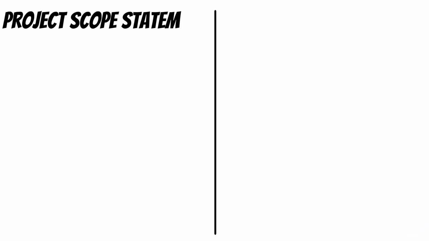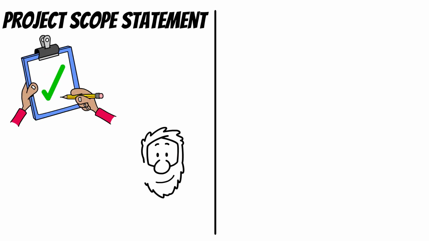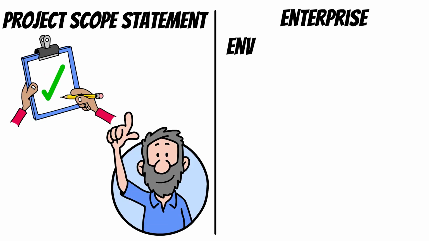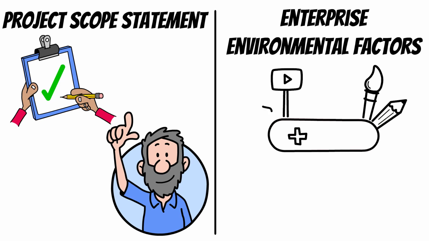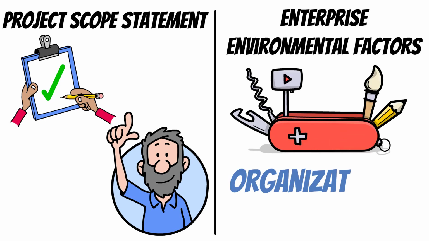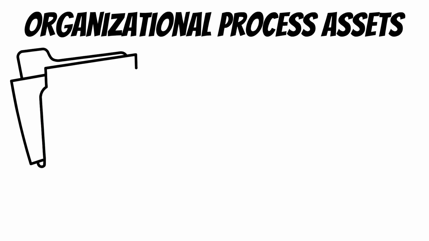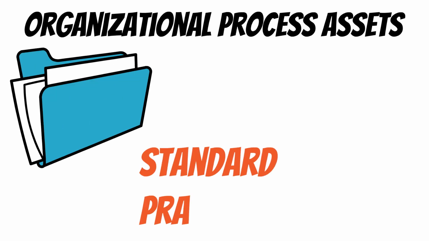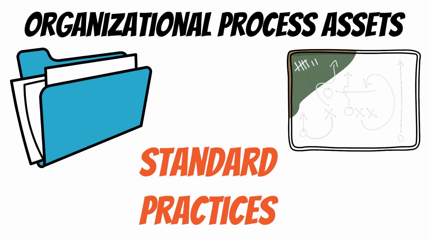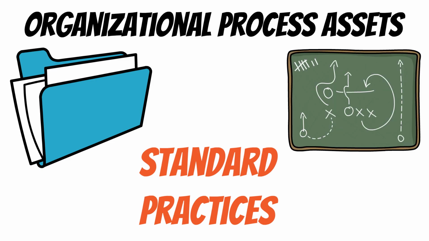Project scope statement provides the context for how detailed your sequencing needs to be. Enterprise environmental factors. Think tools, systems, or even your organization's culture. Organizational process assets. Past project files, standard practices, and templates that might help. Once you've got your materials, it's time to build a sequence.